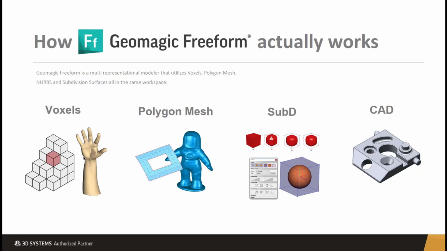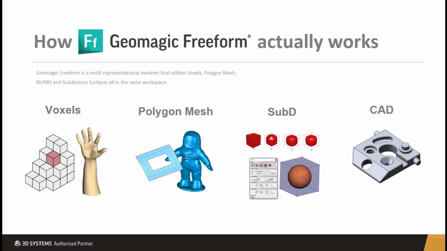Freeform is one of the very few softwares out there that actually does voxel modeling, and voxels are volumetric pixels, and I use that picture there to show like a stack of cubes. And the picture of the hand is actually a voxel object. Those cubes are just very, very, very small. And what we do is we create a model based off of those stack of cubes.